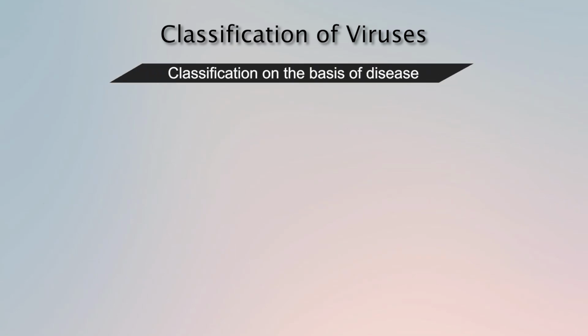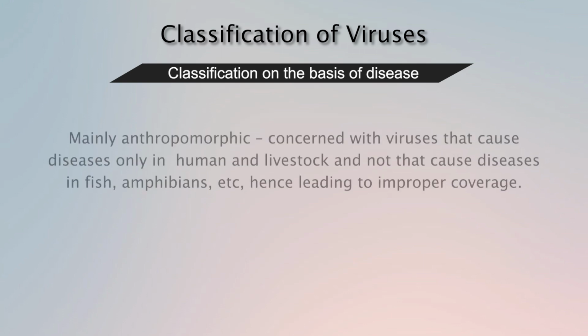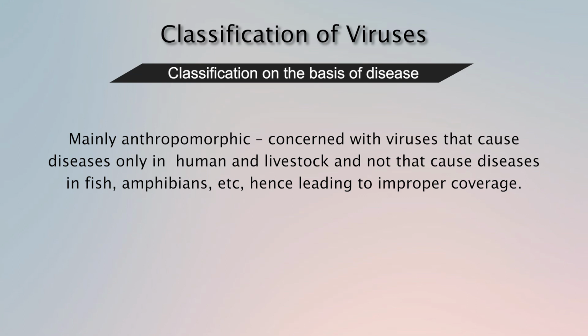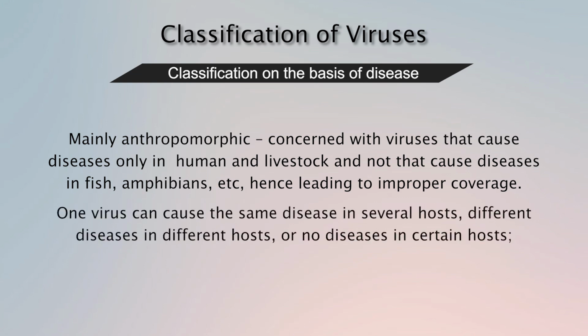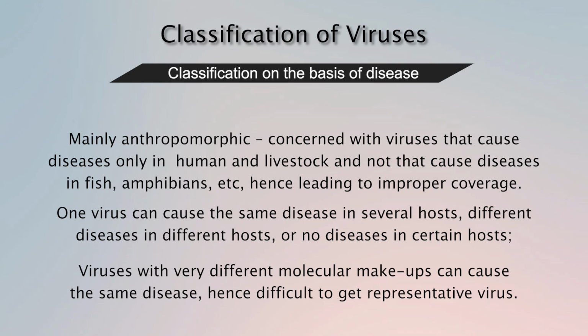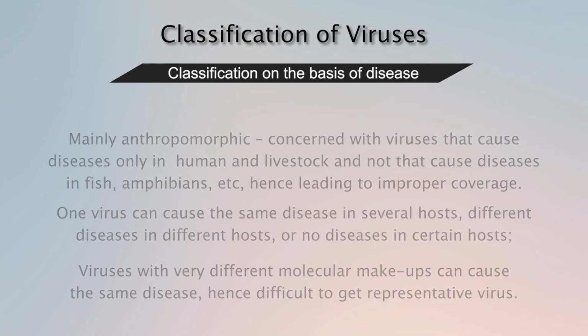Now if we come to the first feature, that is the diseases they cause, we can see that viruses are anthropomorphic, that is, those viruses which can infect only humans and livestock. One virus can cause the same disease in different hosts, different diseases in different hosts, or no disease in certain hosts. Viruses with different molecular makeups can cause the same disease. So it's very difficult to get a representative virus, as we can see.